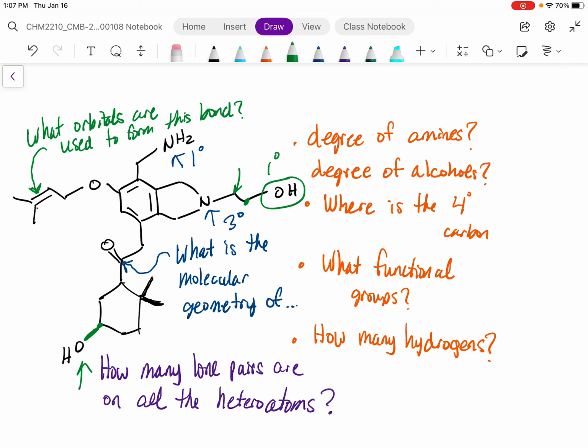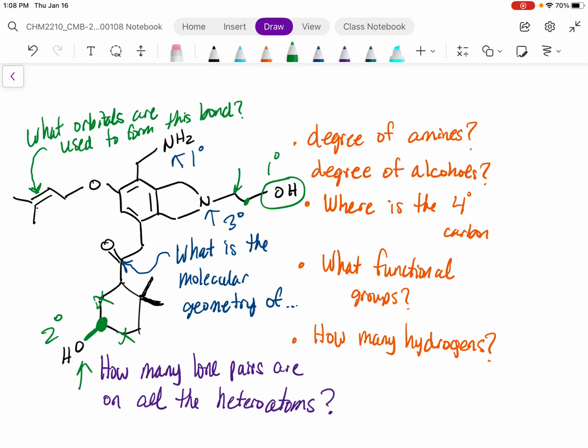Okay, so did I hear tertiary and secondary? I just heard secondary? Okay, good. That's a secondary because that's the carbon that's directly attached to the oxygen. How many are attached to that? 1, 2. Does that make sense?